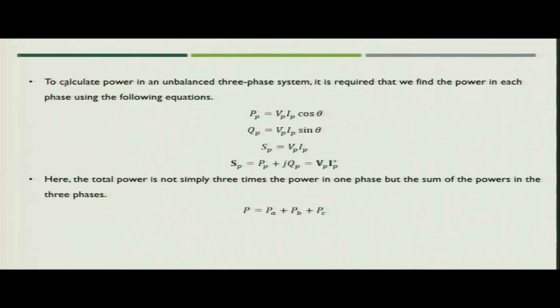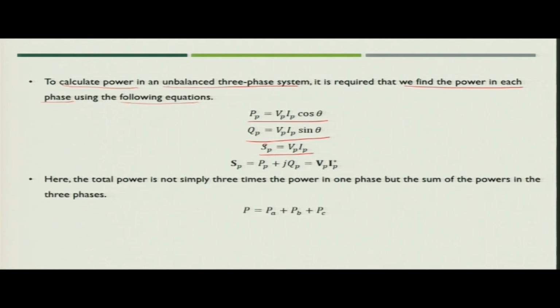Now, to calculate the power in an unbalanced three-phase system, what do we require? We find the power in each phase using the equations which we have seen earlier. Real power in a phase we can write as Vp Ip cos theta, where Vp is the phase voltage and Ip is the phase current, multiplied by cos theta. Similarly, the reactive power per phase can be written as Vp Ip sin theta.